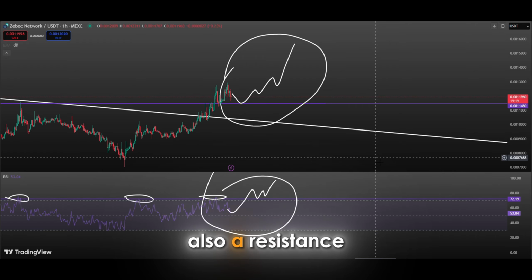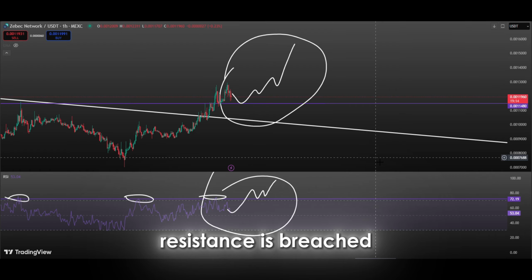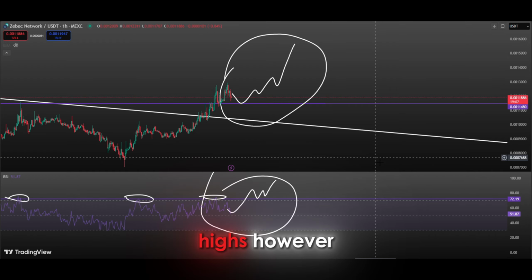Also, a resistance breakout of the RSI may not only mean a short-term bullish wave. If a particularly prominent area of resistance is breached, the RSI will move higher, both supporting the price and contributing to the further strengthening of the current uptrend. Such a development paves the way for the price to move towards higher highs.